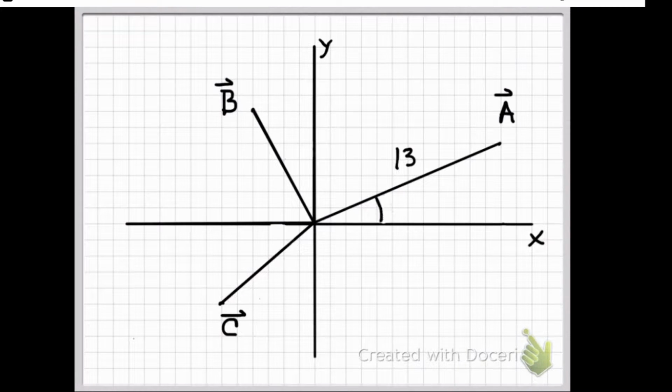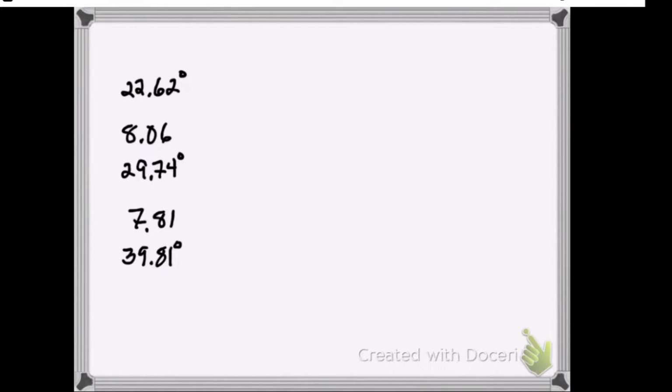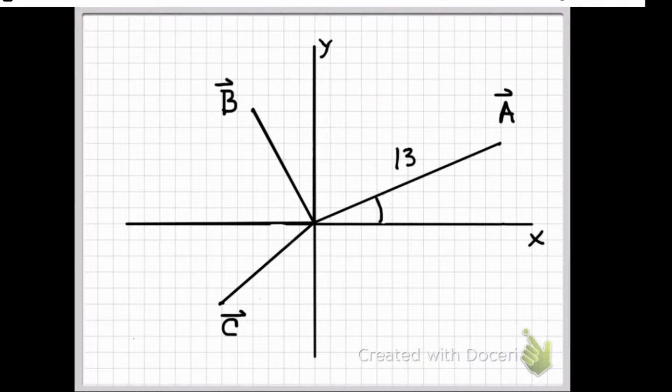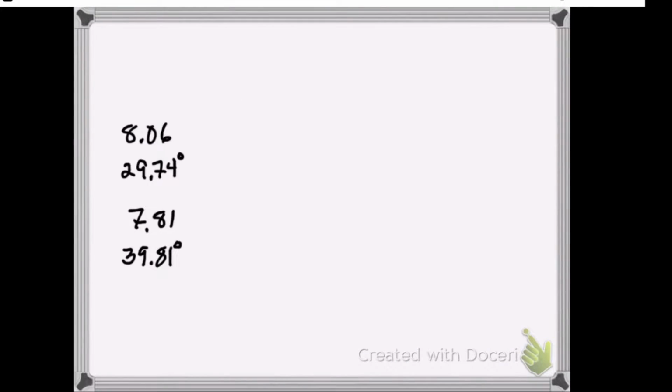And then we're going to measure this angle between vector A and the x-axis. And that angle turns out to be 22.62 degrees, and so we're going to put that in here. Okay, so vector A is pointing above the positive x-axis at an angle of 22.62 degrees, and vector A has a magnitude of 13. Now vector B is pointing to the left, but up also. So let's go get its information.